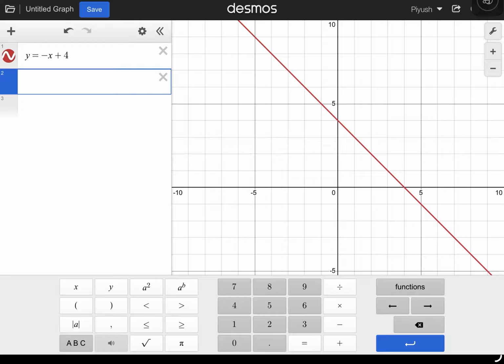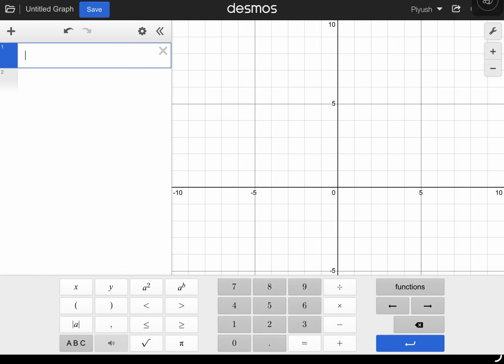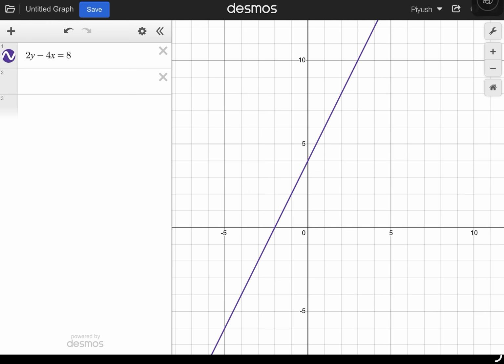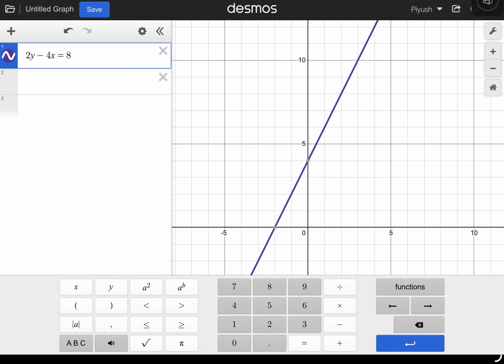Now, Desmos can graph many equations directly. What I mean by that is, let's say you have an equation like 2y minus 4x equals 8. You do not need to solve for y first. It can literally just plot the graph for you, which is very convenient. So if you're given an equation and you're trying to graph it, you can just enter it on Desmos and it will give you the graph itself. It's pretty convenient.